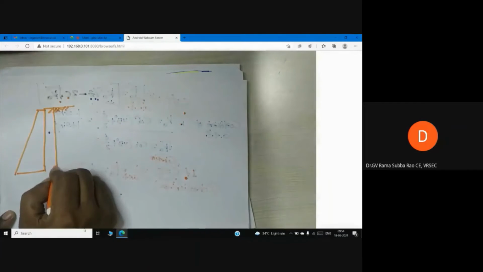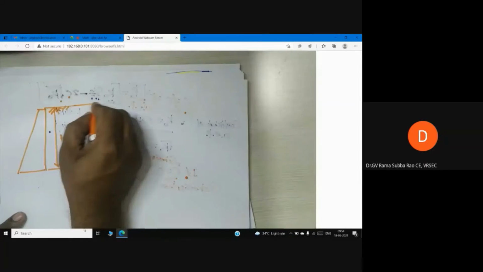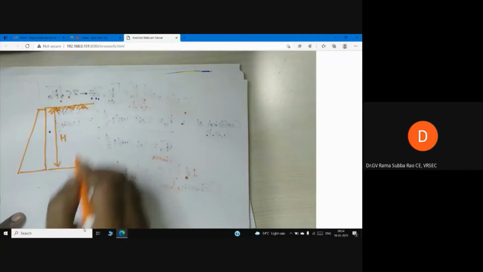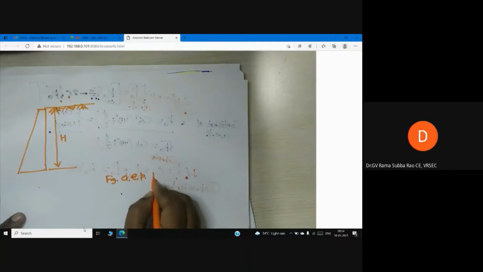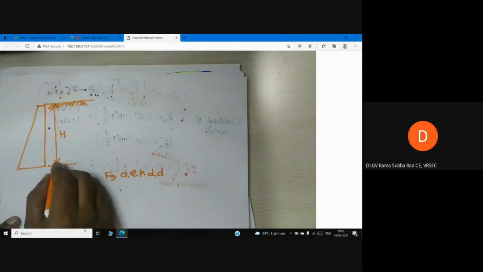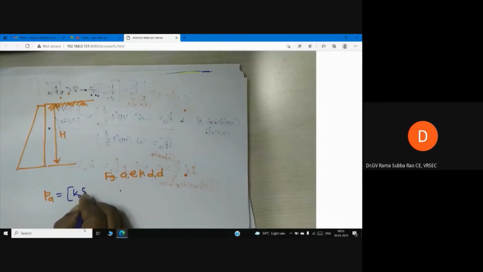This is the height of the wall. Now my interest is to draw the active earth pressure distribution diagram. So that is my interest now. Let me tell you, Pa is equal to, as we all know, can anyone help me now? Ka gamma z minus 2c root Ka.